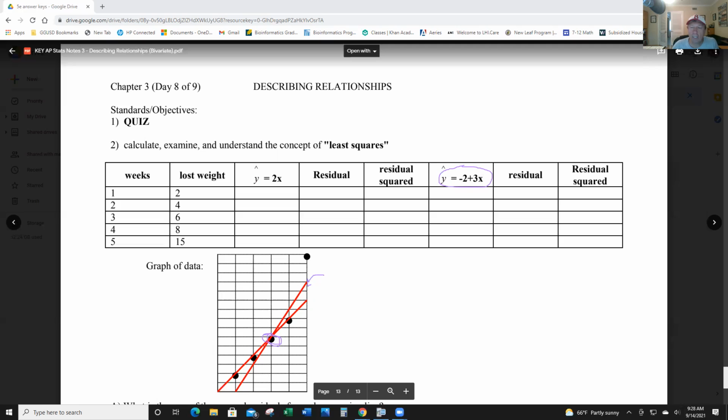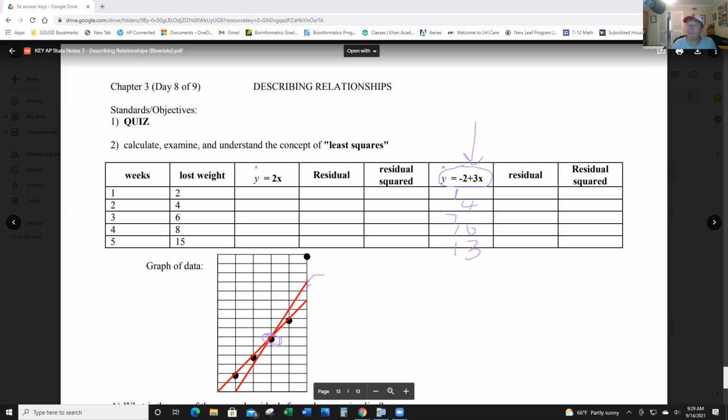So for 1 week, if you put 1 into this equation, it would be 1. If you put 2 into this equation, it would be 4, because the slope is 3. If you put 3 into this, you'll get 7. If you put 4 in, you'll get 10. And if you put 5 in, you'll get 13.